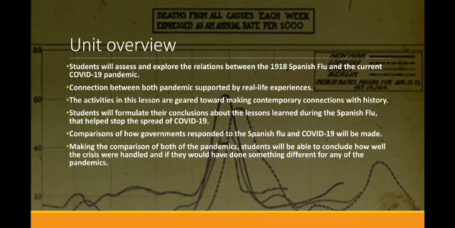We believe the best way to help students critically analyze the Spanish flu is through activities that are geared toward making contemporary connections and through the reflection of their own personal observations and experiences during the COVID-19 pandemic. By critically comparing the cultural, political, and social similarities of both pandemics, students will be able to make their own well-informed conclusions on how the COVID-19 crisis was handled.